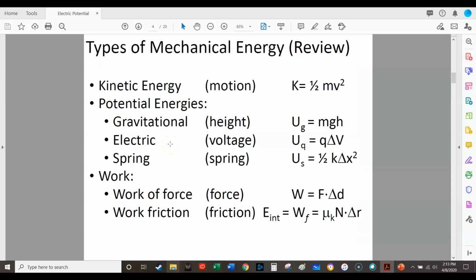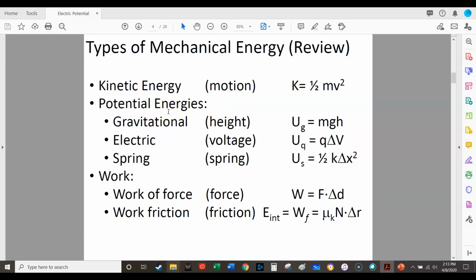There are different types of mechanical energies. Of course, we've learned that the whole point of doing this is kinetic energy. Kinetic energy is the energy of motion. Anything that has a velocity or a speed will have this energy. It's got 1/2 mv squared.